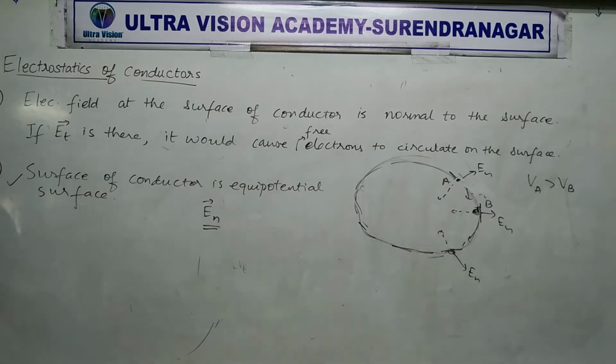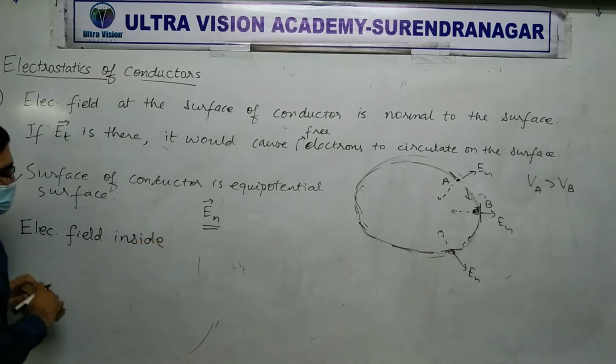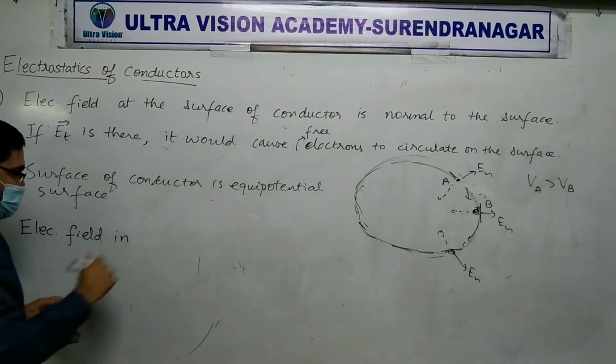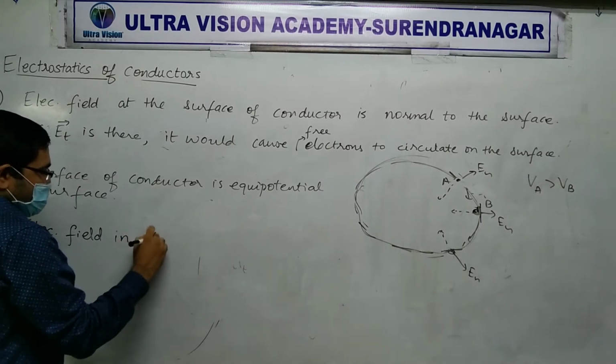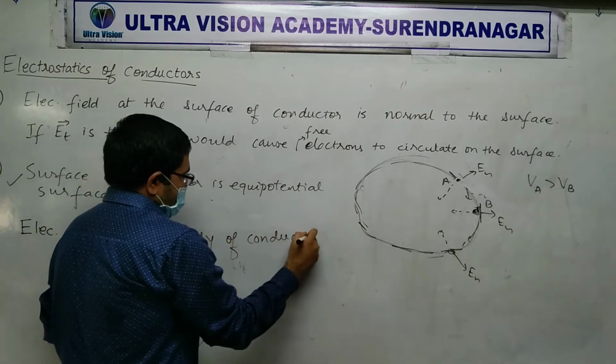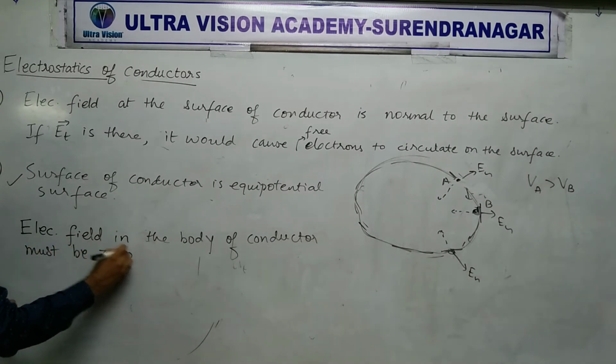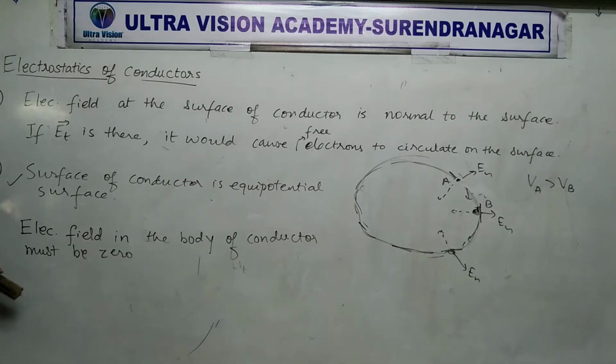Next. Number 3 now. Electric field in the body, don't write inside. Electric field in the body of a conductor must be zero, or is always zero. Remember, we are talking about electrostatics. This sentence applies only to electrostatics, just like every other sentence.